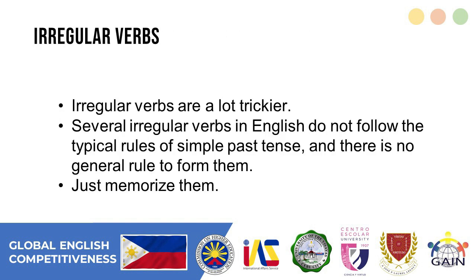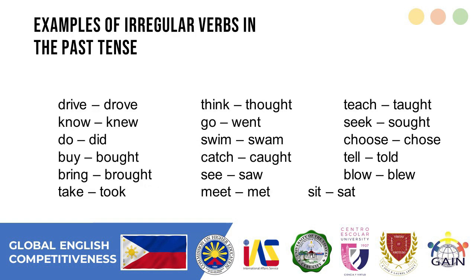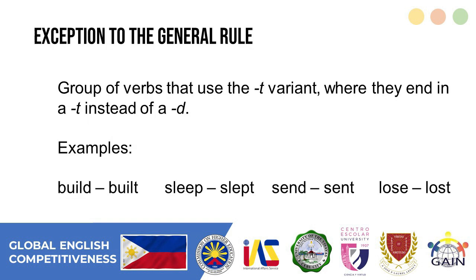However, irregular verbs play by their own rules. No universal formula here. You'll need to memorize them. Here are the examples. Moreover, here are some examples of a group of verbs that use the T variant, where they end in a T instead of a D.